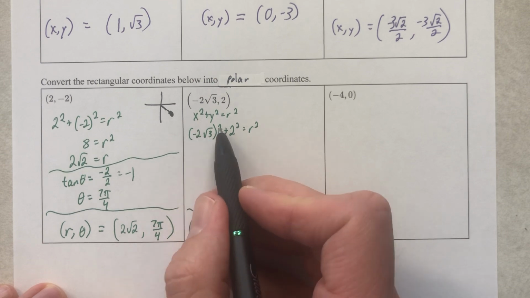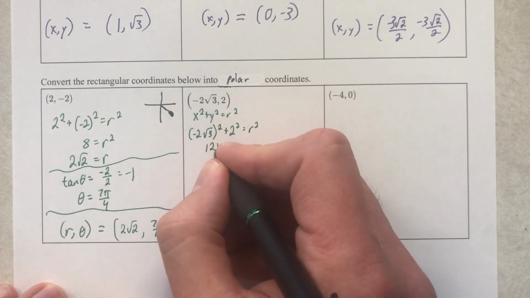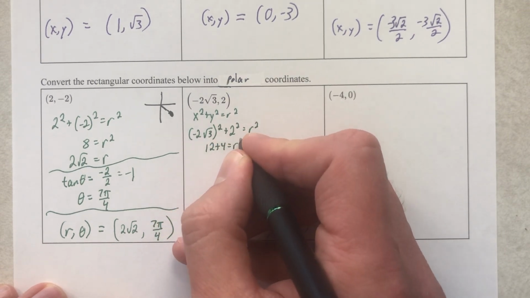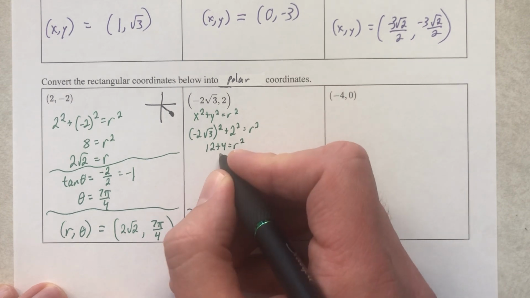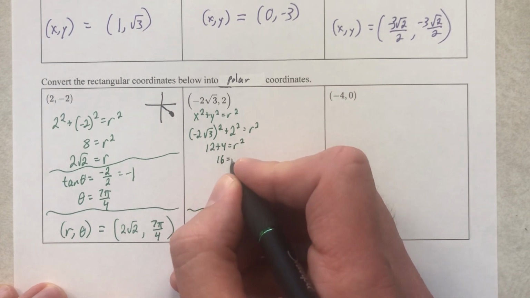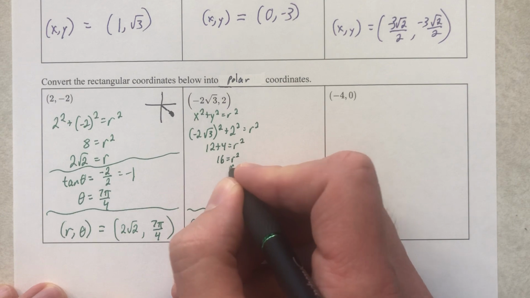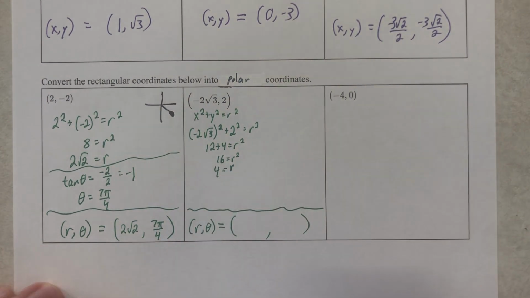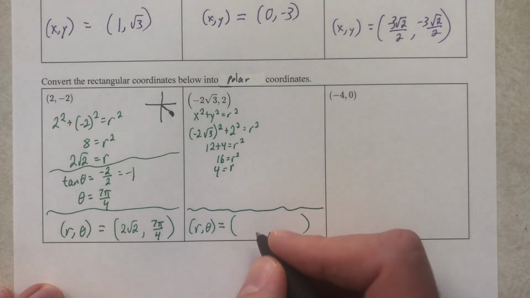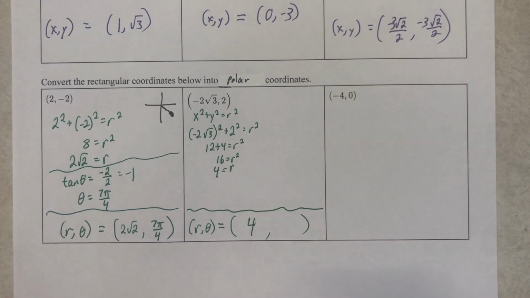That is 4 times 3. That's 12 plus 4 is equal to r squared. 12 plus 4, last time I checked, was 16. So r squared equals 16, r equals 4. Now you could be like 4 or -4. Yeah, sure, play that game if you want to. Let's just call it 4.